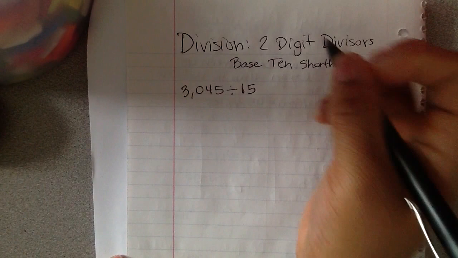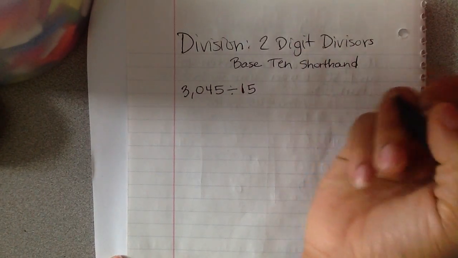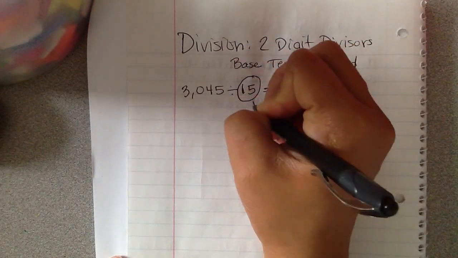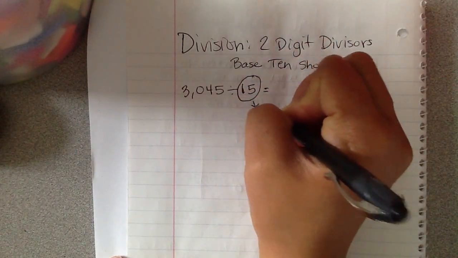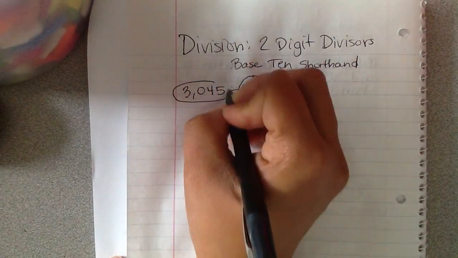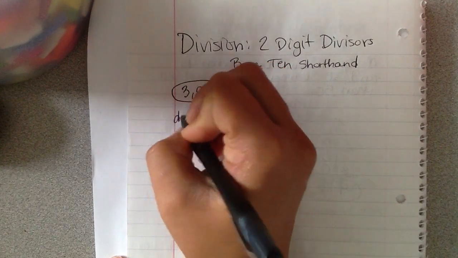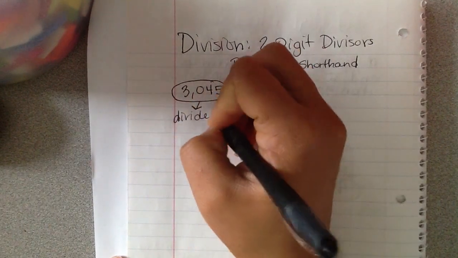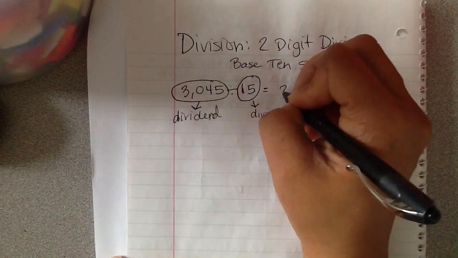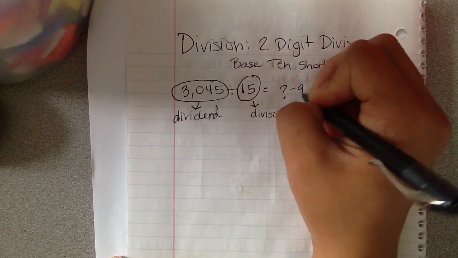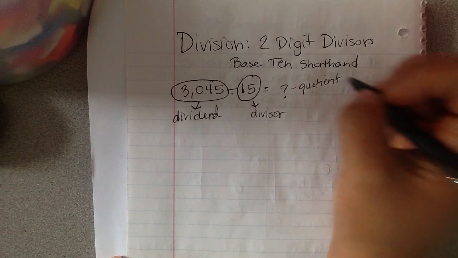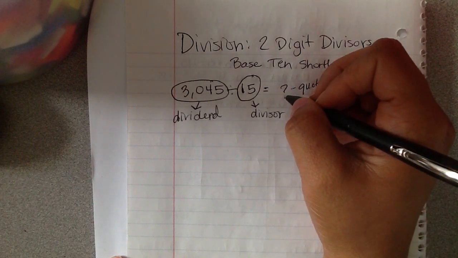All right, so first of all, I need to decide what's what in this problem. My divisor is 15, so we can tell that that's a two-digit number. That's what we're talking about, two-digit divisors. There's my divisor, and it has two digits. And my dividend is 3,045. And my answer to this will be my quotient. That's why I put a question mark there, because I don't know the answer yet.